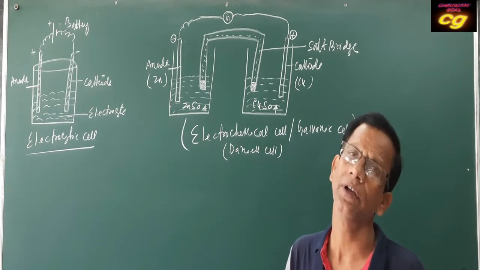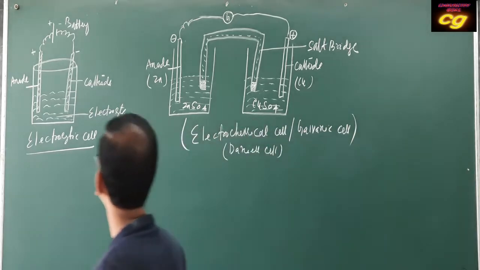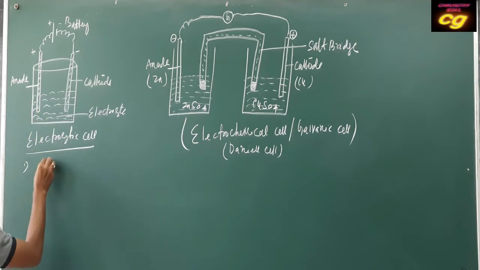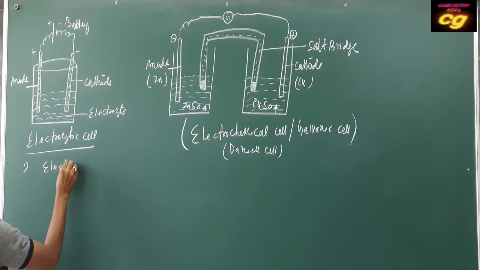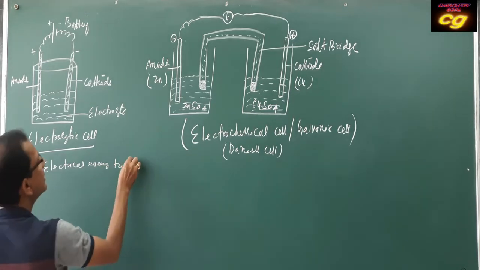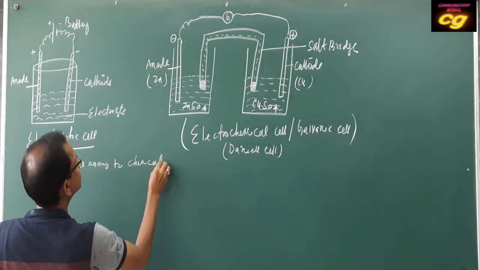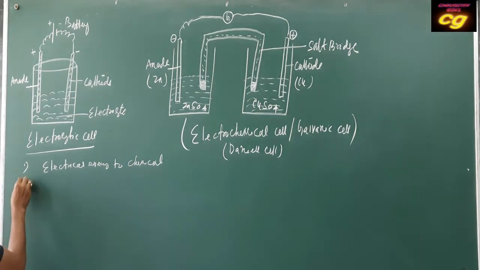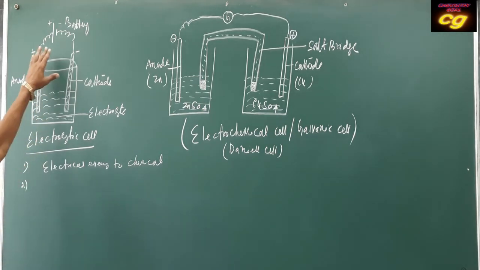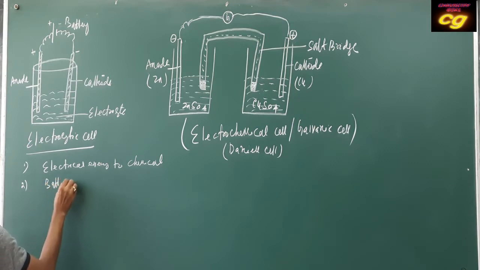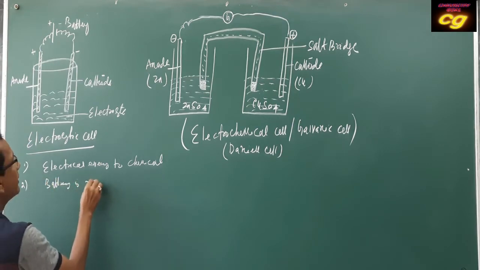that is called an electrolytic cell. Here, this type of device, the electrolytic cell, converts what? Electrical energy to chemical energy. And for this conversion, a battery is required.